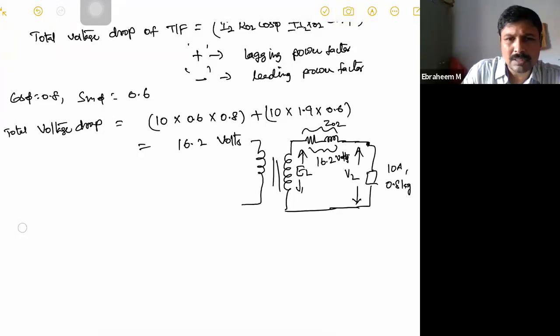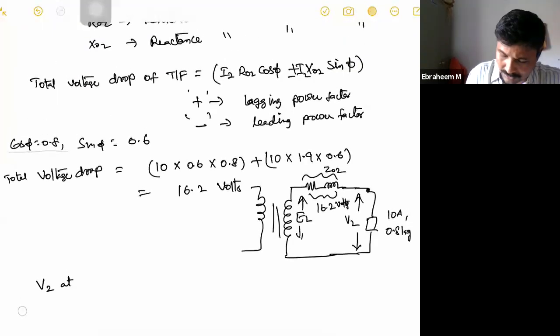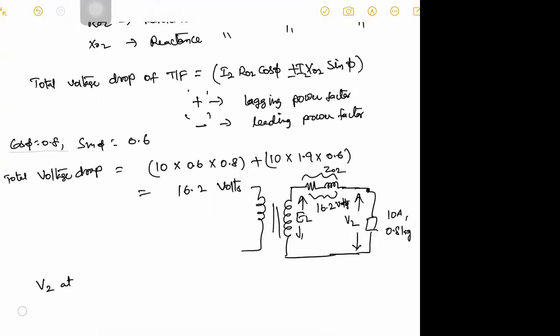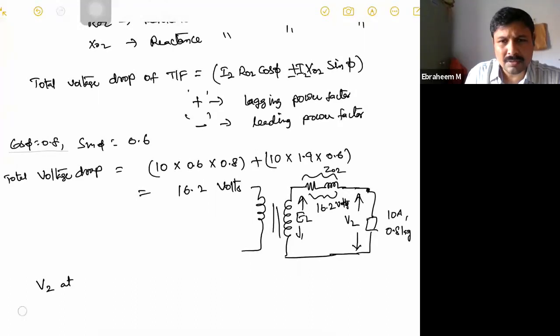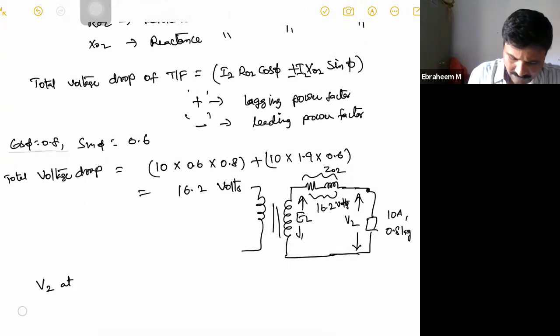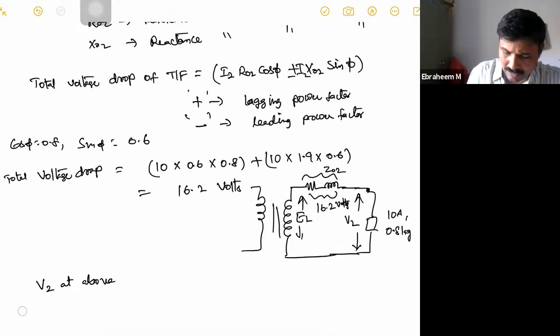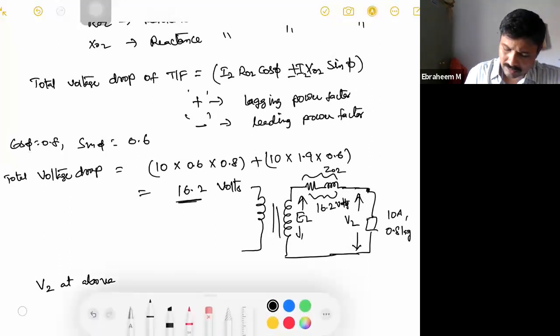So then it is 19.2, sir. So 19.2, V2. What is that 19.2? You have written 16.2. I'm not getting, your voice is not clear. Sir, in total voltage drop you have written 16.2, that is 19.2. Here isn't the answer 16.2? Wrong? You got a wrong answer.